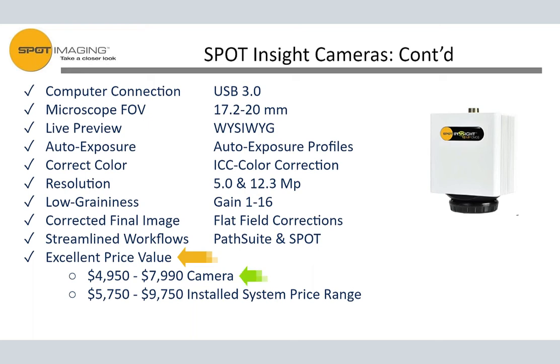Pricing is quite excellent. $4,950 for the 5 megapixel, $7,990 for the 12.3 megapixel. And comparing that to these Optronics cameras, which for a 4K camera, they're charging over $16,000 for the setup. So we can easily compete with those. And on installed systems, adding the coupler and the software and installation, you can be somewhere between $5,750 up to about $9,750. So good value cameras.